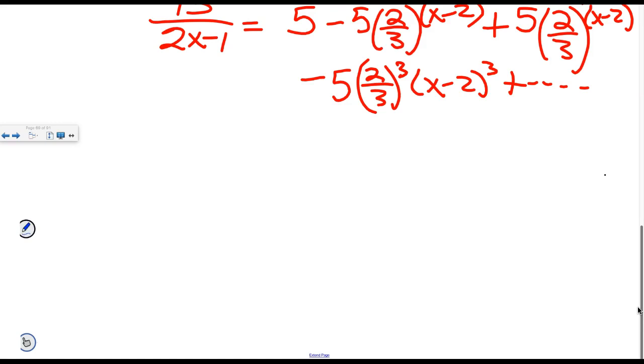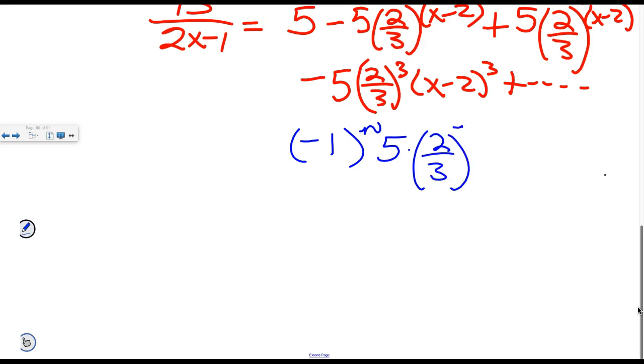It is nice if you detach that alternator from the constant, but I technically have to mark it right if you write like negative 5 to the whatever. But usually you see them with the alternator. All right, Billy, go ahead and tell me what you got. Negative 1, he's choosing, to the n, times 5, 2/3 to the n.